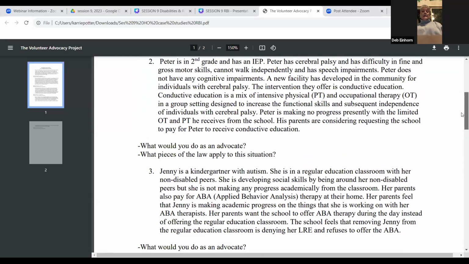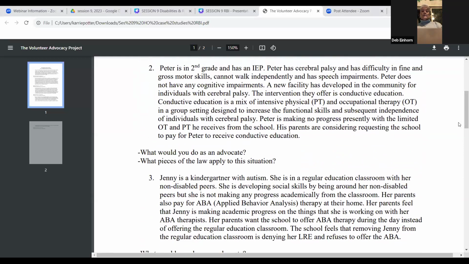Okay, the second one says Peter is in second grade and has an IEP. Peter has cerebral palsy and has difficulty in fine and gross motor skills, cannot walk independently, and has speech impairments. Peter does not have any cognitive impairments. A new facility has developed in the community for individuals with cerebral palsy. The intervention they offer is called conductive education, a mix of intensive physical therapy (PT) and occupational therapy (OT) in a group setting designed to increase the functional skills and subsequent independence of individuals with CP.